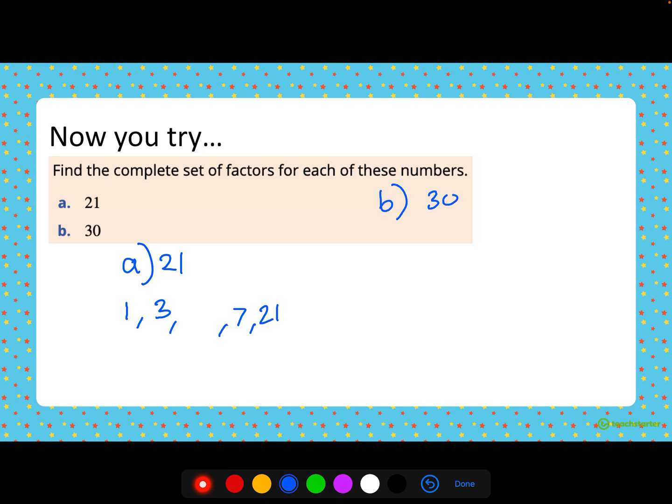B, 30. 1 and 30. 2 and 15. 3 and 10. 4 doesn't go in. Oh, 5 goes in. 5 and 6. So I'm back to the start. Those are all the numbers that are factors of 30.